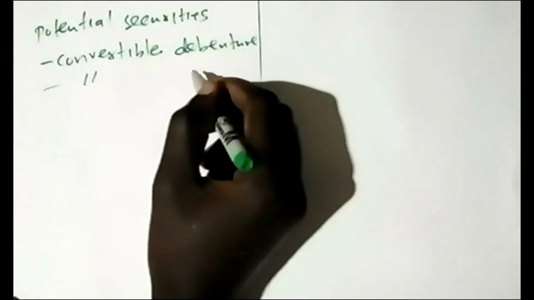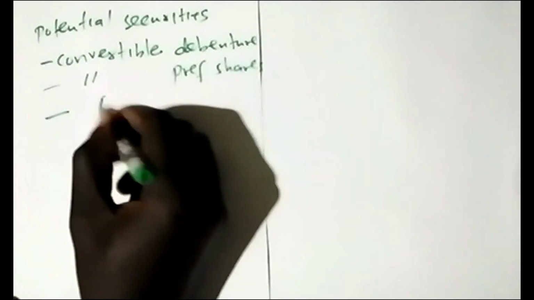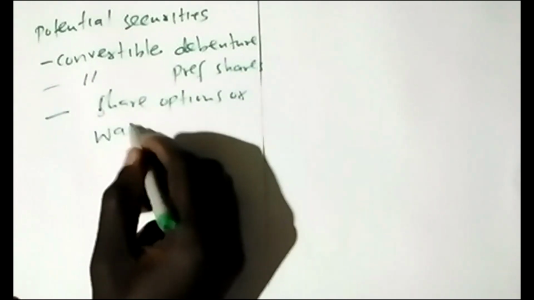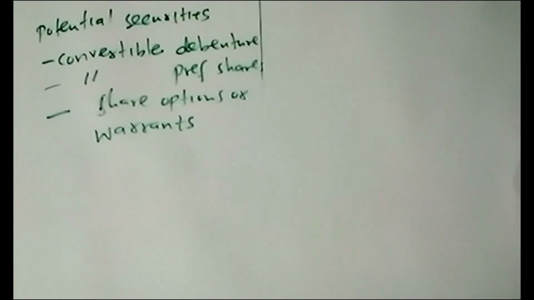So we have the convertible preference shares, and I have the third one, share options, or we call it warrants. So those are the three potential securities which I will be using. And I said that the main thing under diluted earnings per share is understanding that we have to use the securities which are likely to be converted or unlikely to be converted. I explained that well when I talked about the introduction part of diluted earnings per share.